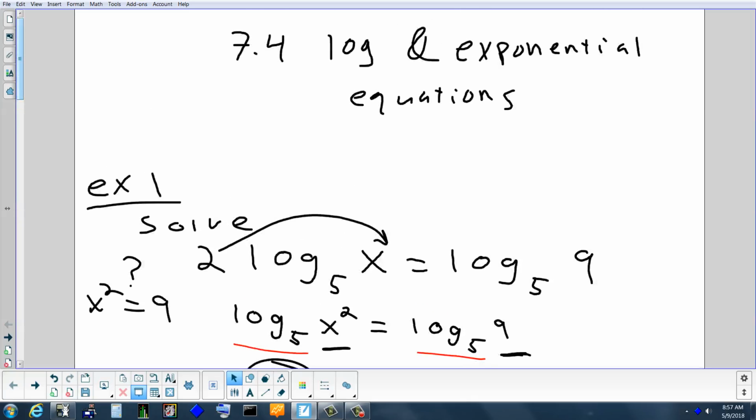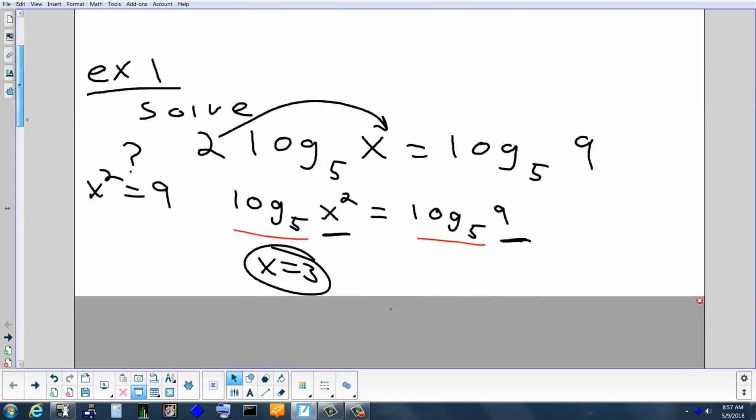Okay, so that's the first type. Pretty straightforward. Not really a lot of rules that we used except putting the number back as an exponent. But there was no combining. There was no splitting. You didn't have to change to exponential form. You didn't have to do any of that. Okay? That's all you had to do.